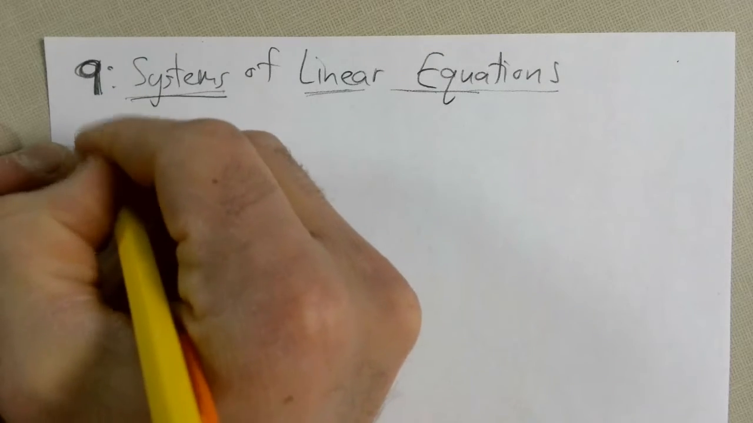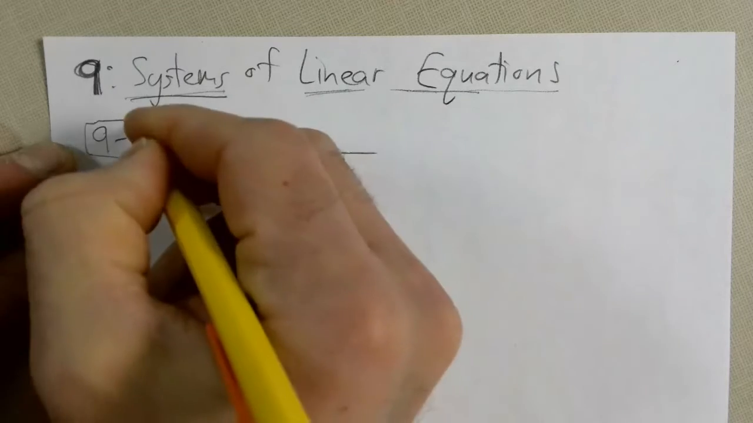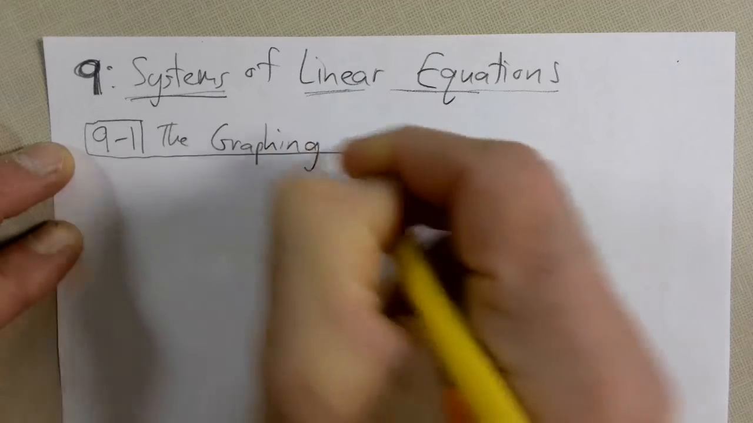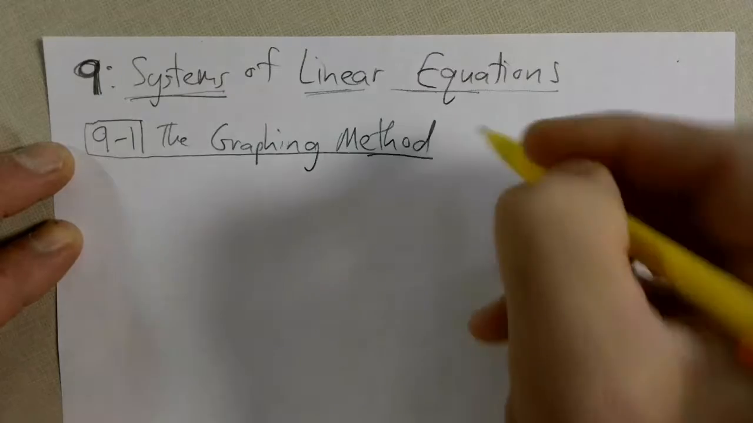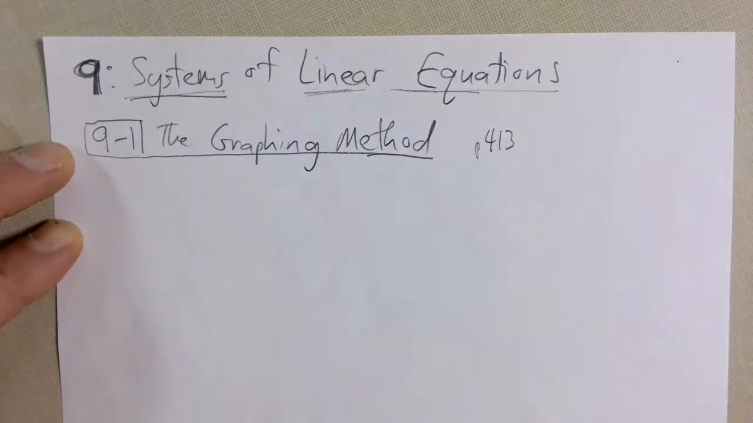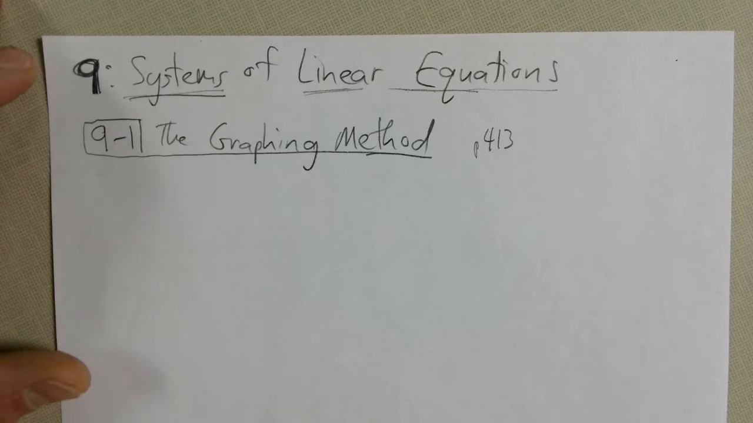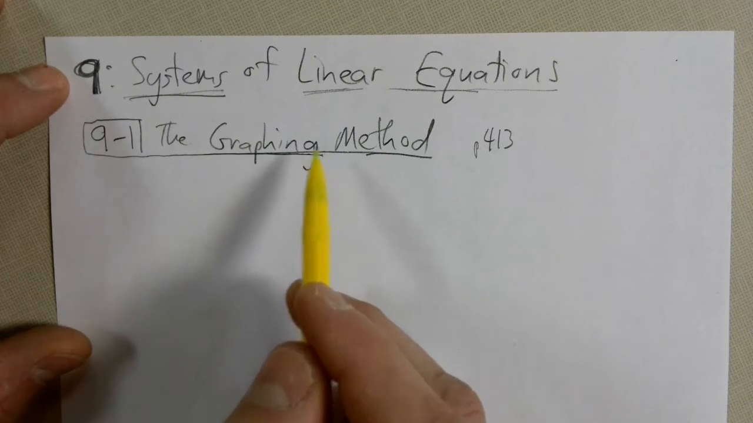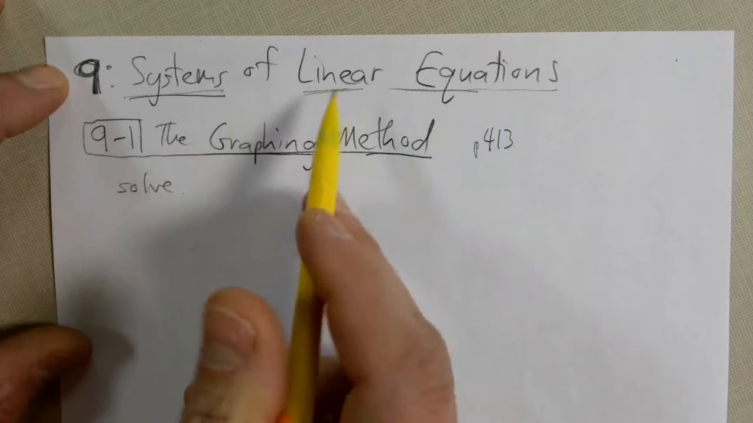The first lesson, Chapter 9, Lesson 1, is called the graphing method. Let's open to page 413 and let's read along. The objective of this lesson is to use graphs to solve systems of linear equations. Notice the language. We're going to use a graph to solve a system of linear equations.